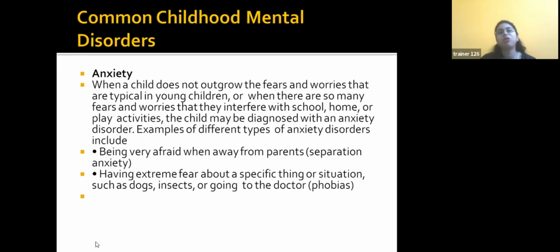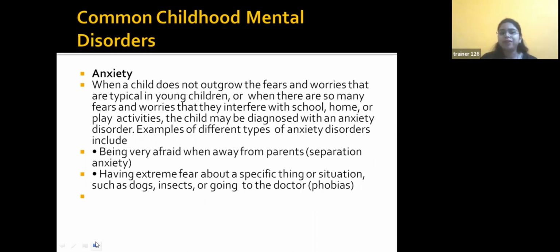Because of all these, child psychopathology is gaining a lot of attention nowadays. And you can note down 1098, which is a child helpline number, and if you come across any child going through any problem, you can call this number, and they should be able to help you out with it.